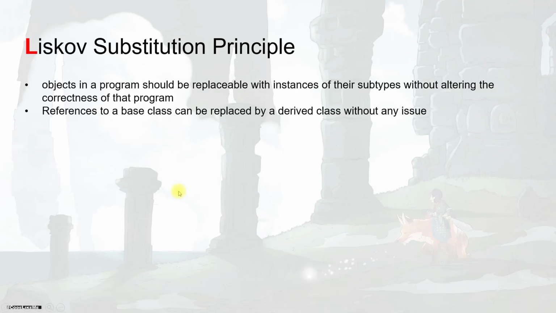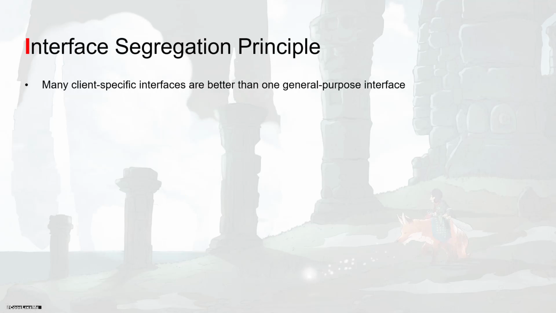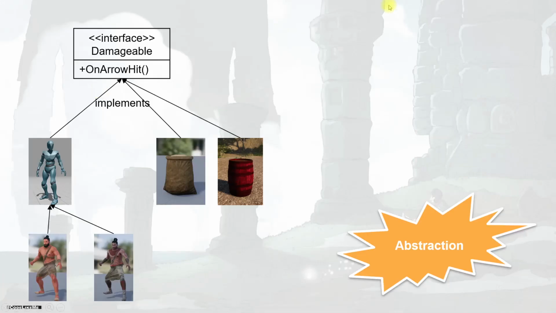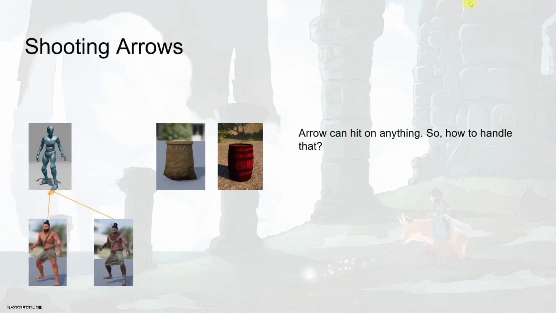Right. The next part is the interface segregation principle. Many client-specific interfaces are better than one general-purpose interface. Well, this can also be explained with one of the images that I have from the previous lecture. In that lecture, we discussed an example of shooting arrows. When any character or any object is hit by an arrow, it should show some kind of a reaction, right?